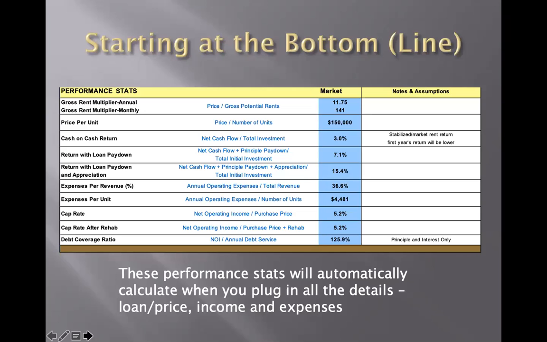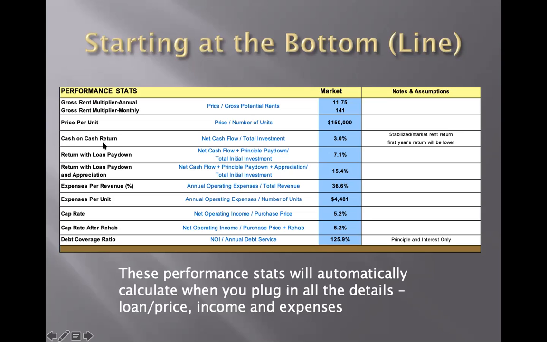Starting at the bottom line, since the bottom line is where investors usually really start to make their decision, and because this part all calculates for you, we look at the performance stats or the metrics that you use to evaluate real estate investments. You'll see some names, the gross rent multiplier, and the numbers that correspond to the deal that we'll look at. Also in the middle here is the formula that's used to calculate gross rent multiplier. It's a price over potential rents ratio, and it generates a number. It's very similar to the 1% rule.